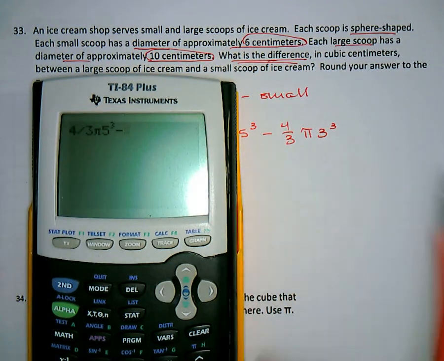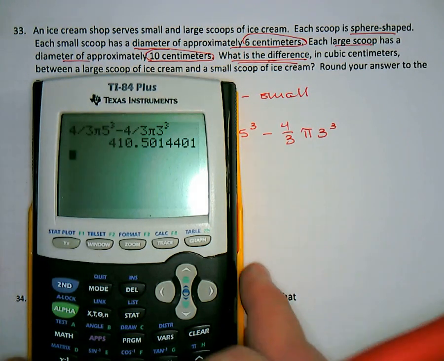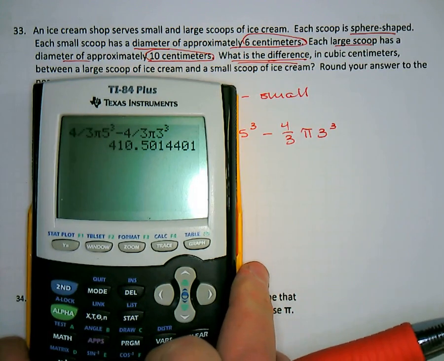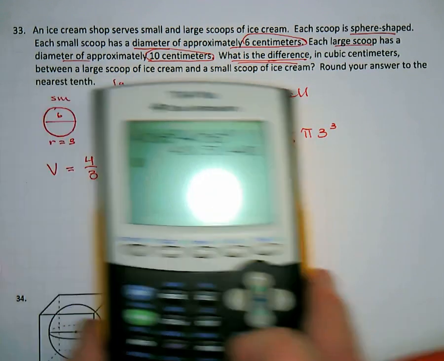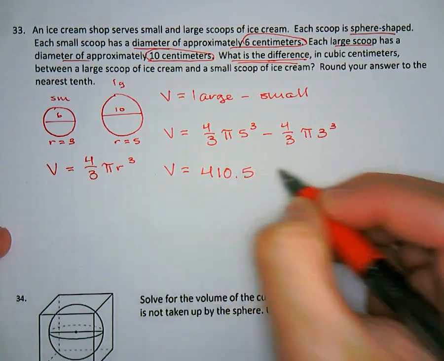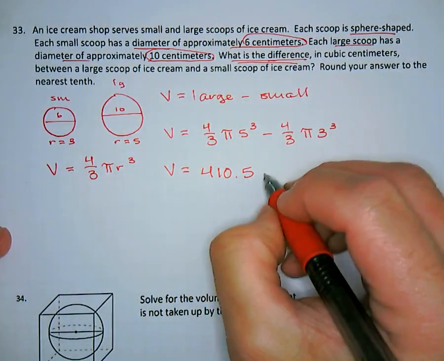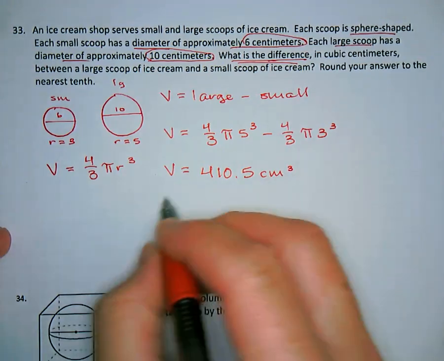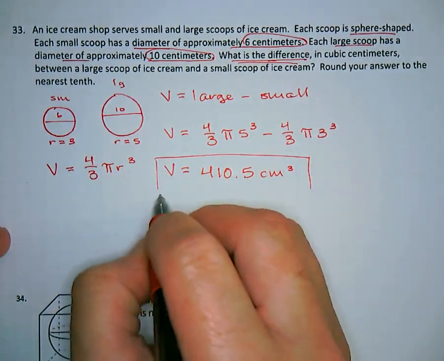So 4/3 once again. So 4/3 pi. And our radius this time was a 3 cubed. Okay, hit that enter button. And our difference is going to be 410.5, and that's cubic centimeters. So that's the difference between the two.